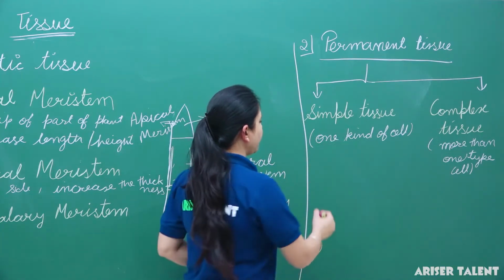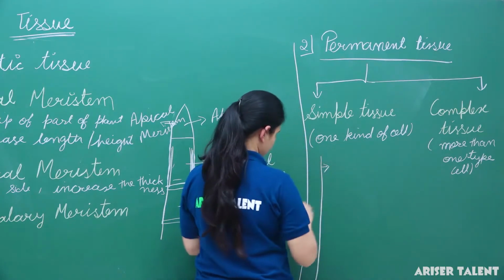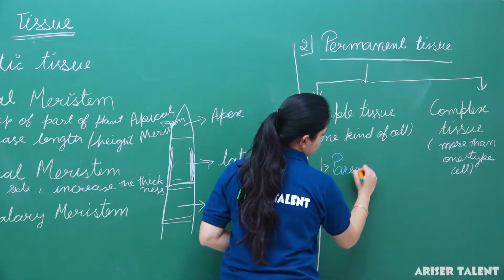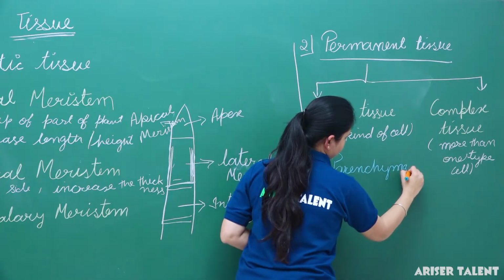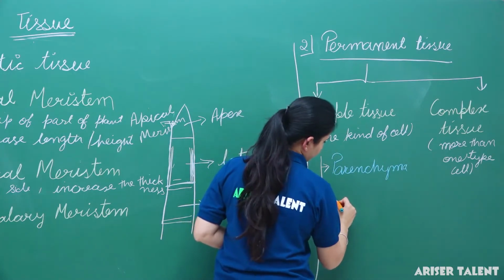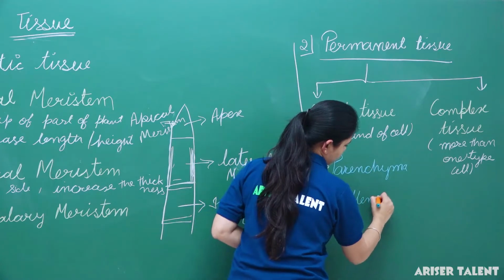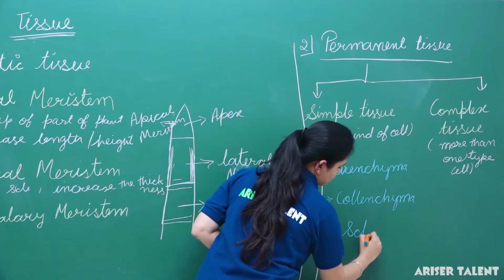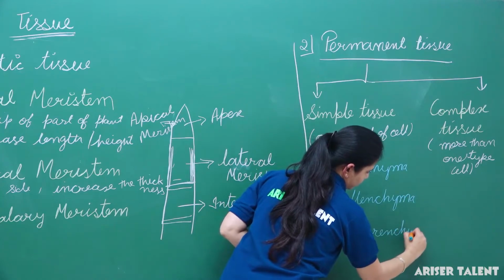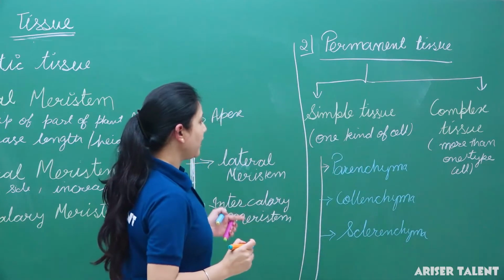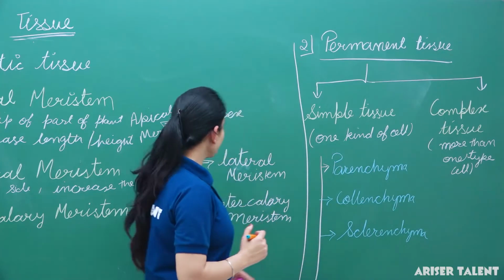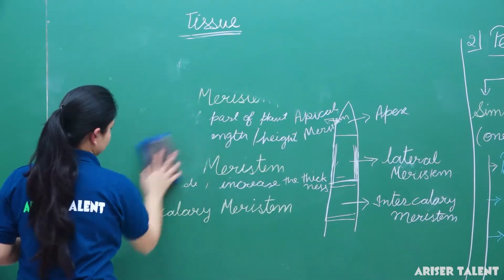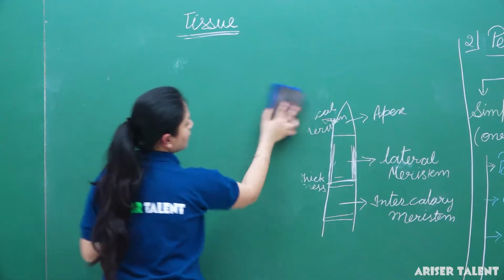Now, the types of simple tissues are parenchyma, collenchyma and sclerenchyma. Number one is parenchyma.